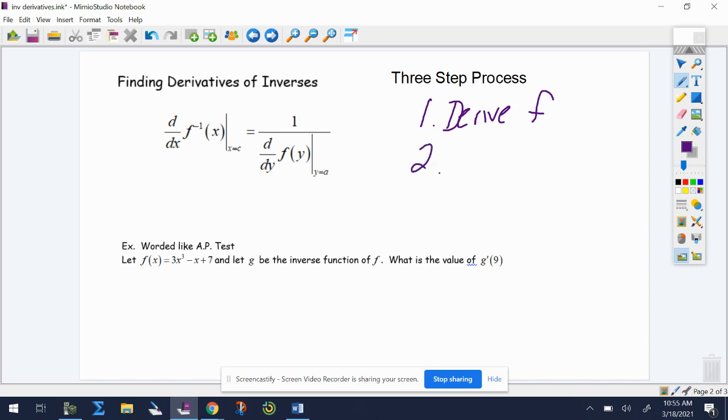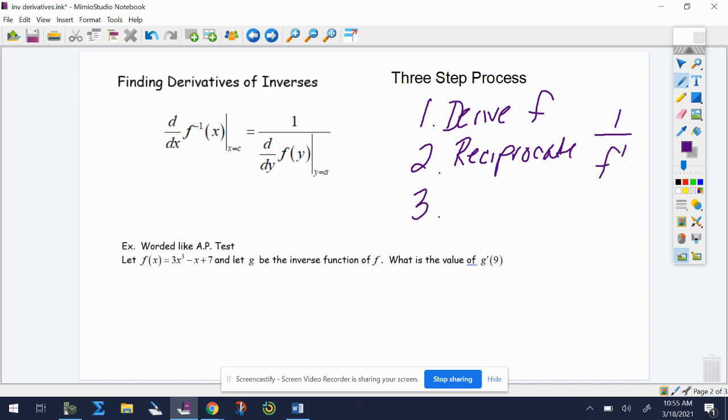Step 2 is going to be to reciprocate it. What I mean by that is write it as a reciprocal. I did not even spell that right, so let me try that again. So we're going to reciprocate. In other words, we're going to take 1 over that derivative. And then the last step is the one they expect you to miss.